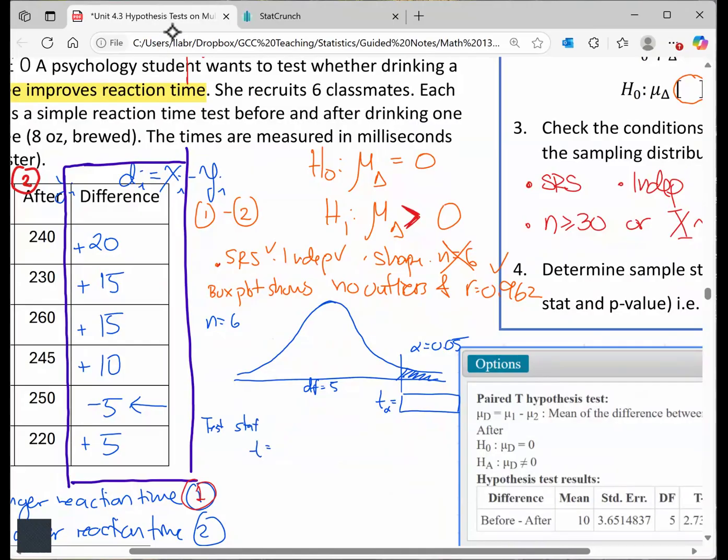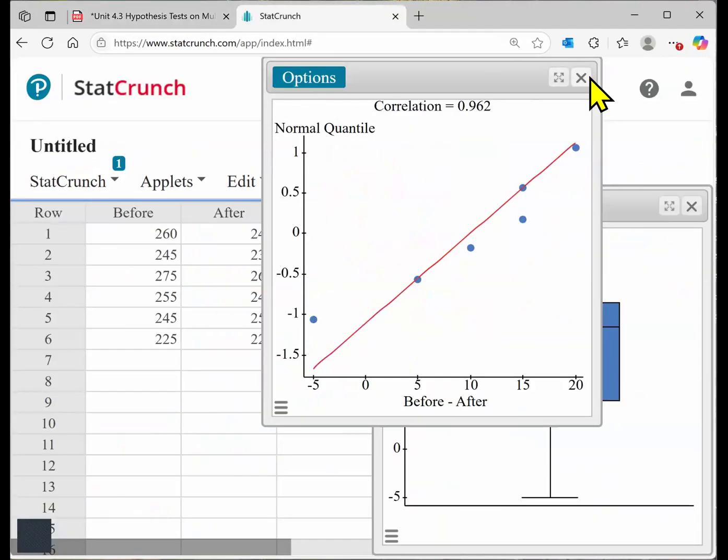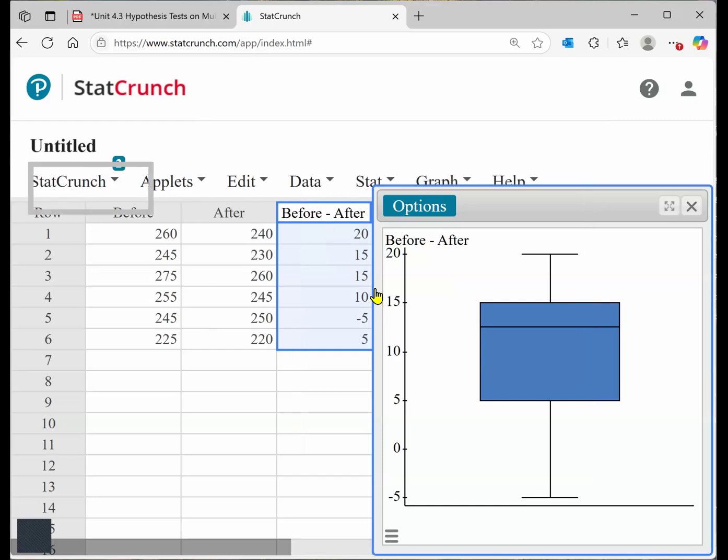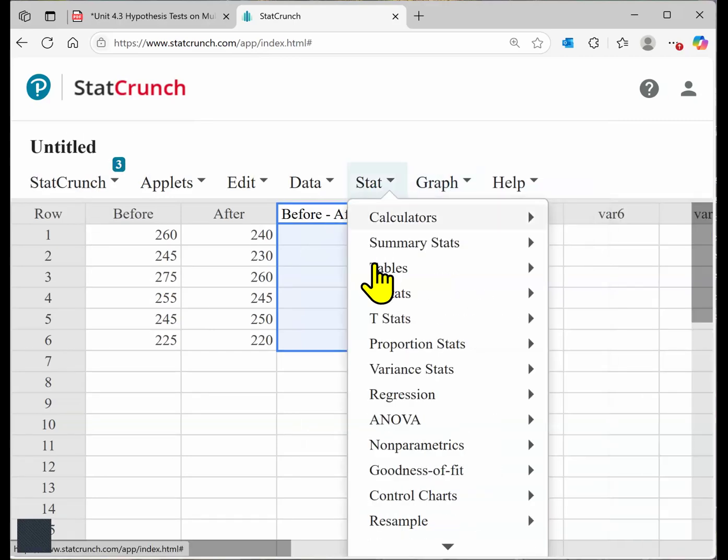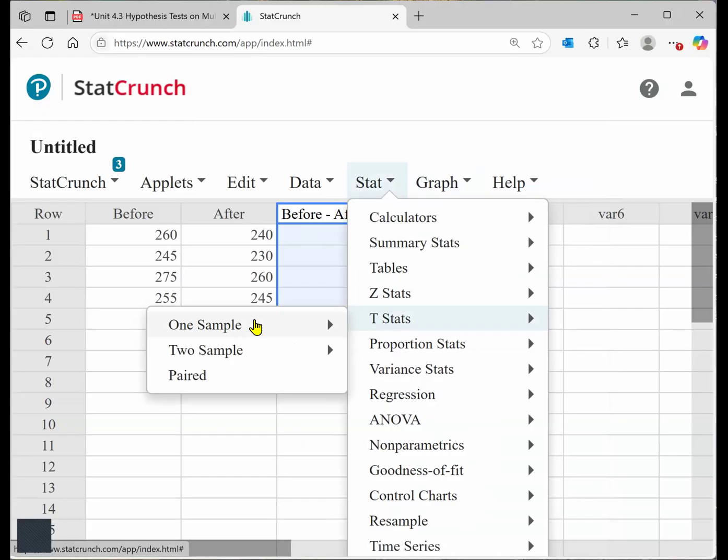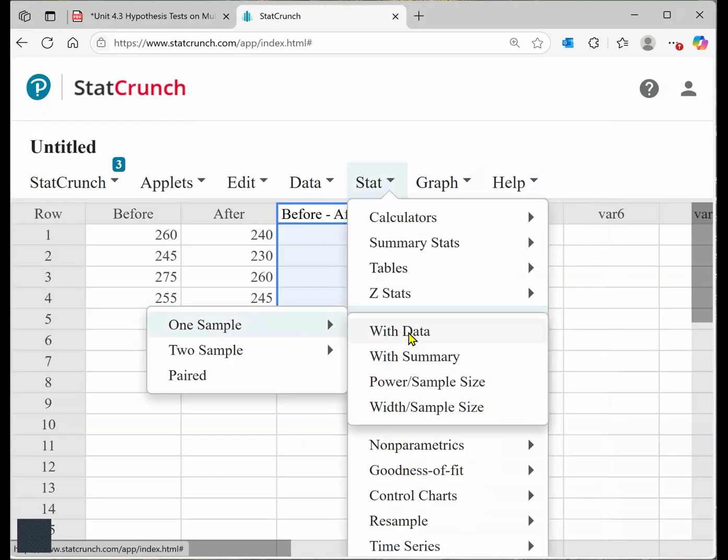And remember that it was always the mean difference, so d bar, over the standard deviation of the differences over square root of n. I'm not going to do this by hand. I'll simply use StatCrunch. So let's go ahead and try this. This is a one sample t-test now. Remember that your real population is this now. So we'll go to Stats, T Stats, One Sample, With Data.